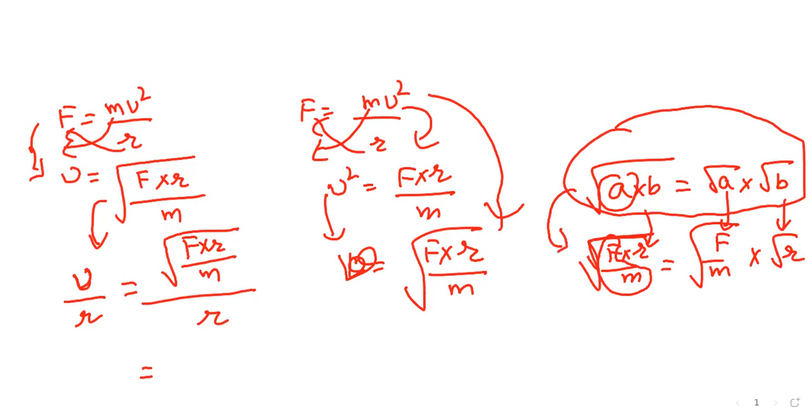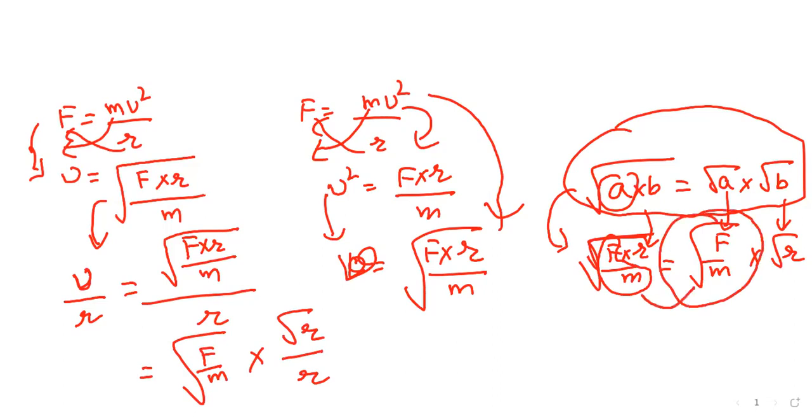So what are we going to end up with? We end up with the square root of F over m times the square root of r, over r. Because this is just a constant, which we just pulled out, we separated these two terms. So are you sure this is clear up until what we discussed?